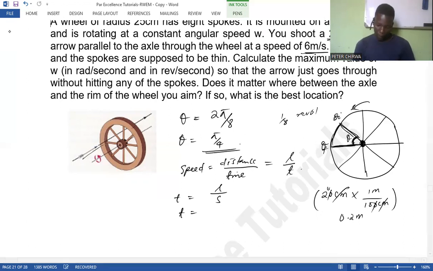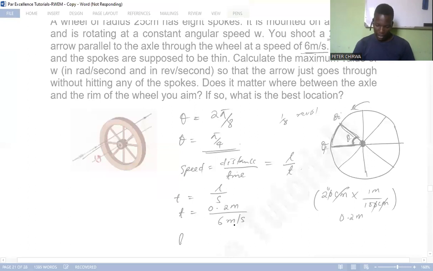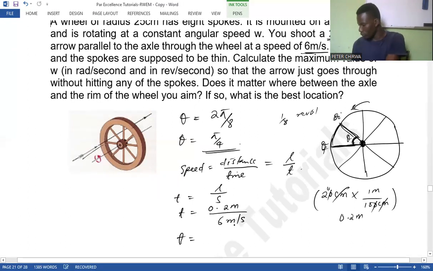All right. So we're going to have 0.2 meters over the speed, which is 6 meters per second. So you have to always make sure that SI units are standard. So you can see meter and meter there. So the time here is going to be 0.2 divided by 6 meters. We have 0.033. So let me take three decimal places, seconds. Okay. So this is the time.